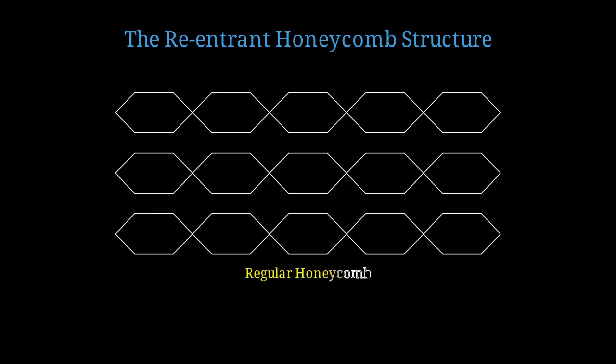Let me show you one of the most elegant examples of auxetic structures, the re-entrant honeycomb. This is a periodic structure that demonstrates negative Poisson's ratio through a simple geometric mechanism. First, let's look at a regular honeycomb structure. This is what you see in nature in beehives. The cells are convex, bulging outward. When you compress this structure, it exhibits positive Poisson's ratio.